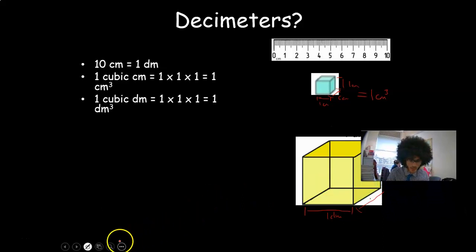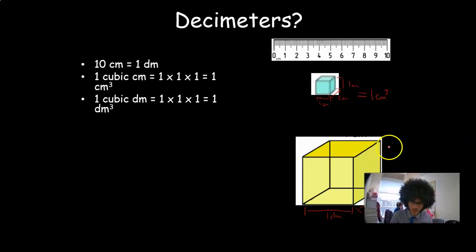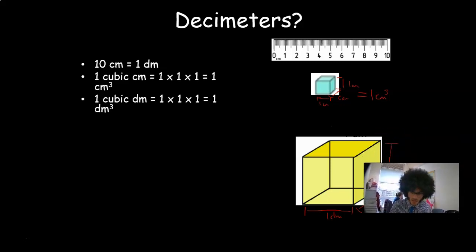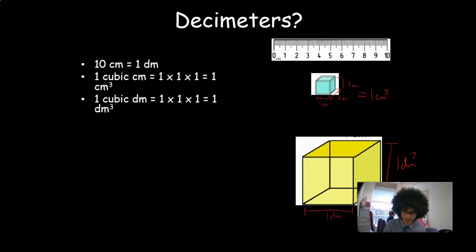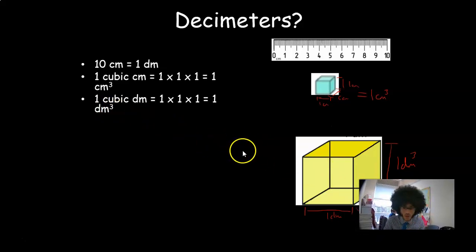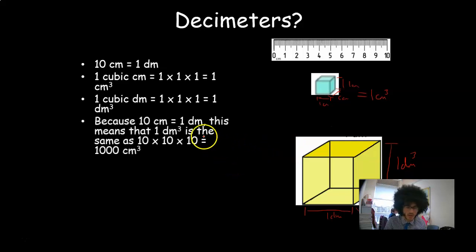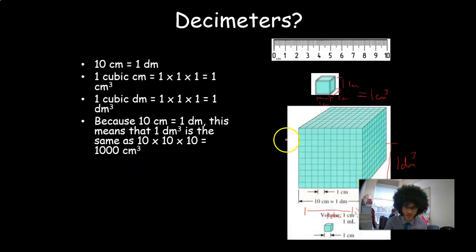Let's move this out of the way for a bit. And that's 1 decimeter. If I move that back, and then this, going all the way down here, is also 1 decimeter. So it would be 1 times 1 times 1, which will give me 1 decimeter cubed. But I want to know how many centimeter cubed are in that decimeter cube. So the best way of doing that is by doing 10 times 10 times 10. And that gives me 1,000 centimeter cubed. All right. And if you look at this block, this pretty much nicely sums it up, where one of these blocks is 1 centimeter cubed.